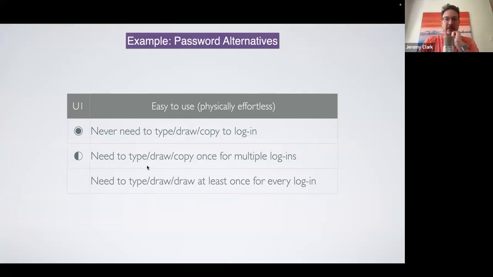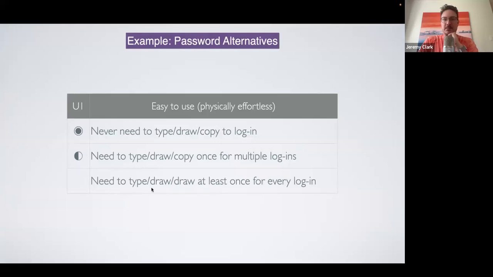Okay. If I need to do it once, but once I've done it once, then I can log into, say, 100 sites by just doing it once. So single sign-on, a password manager that has a master password for the password manager. So to unlock it, you do it once, but then you're in. Then that would be, I would give that a half dot.